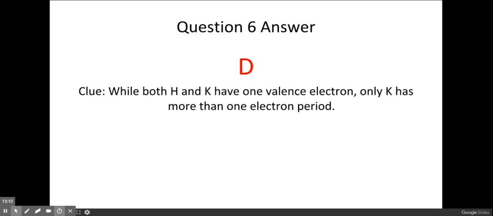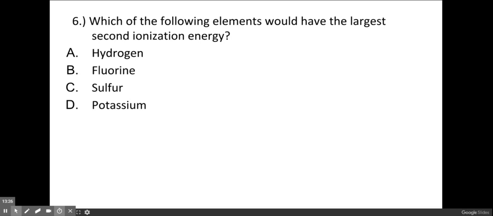our answer is D. While both hydrogen and potassium have one valence electron, only potassium has more than one electron. So again, let's go back to that. Hydrogen only does have one valence electron, but once that valence electron is gone, all you have left is a proton in the nucleus. There are no second electrons to remove, so it can't be hydrogen. Fluorine has 7 valence electrons, sulfur 6, so they wouldn't have really large second ionization energies. They would be larger than their first, but not a really giant increase.